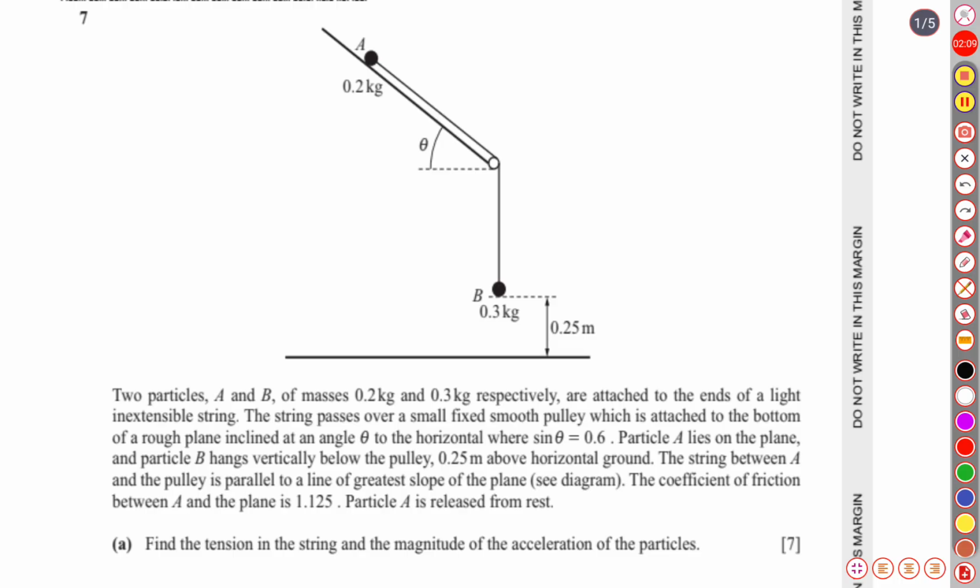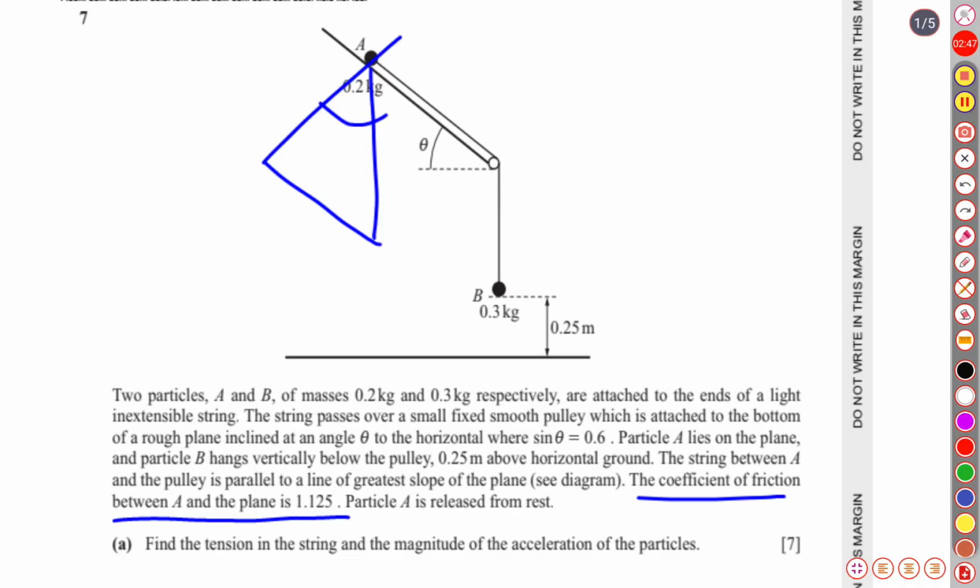Look at this. It is written that the coefficient of friction between A and the plane is 1.125. That means the surface is not smooth at all. So first of all, we'll have to find the normal reaction, and before that I can complete drawing the diagram. This is the particle. From here, this is normal reaction and weight is acting over here, and then here is our angle. How much is the angle? This is theta.